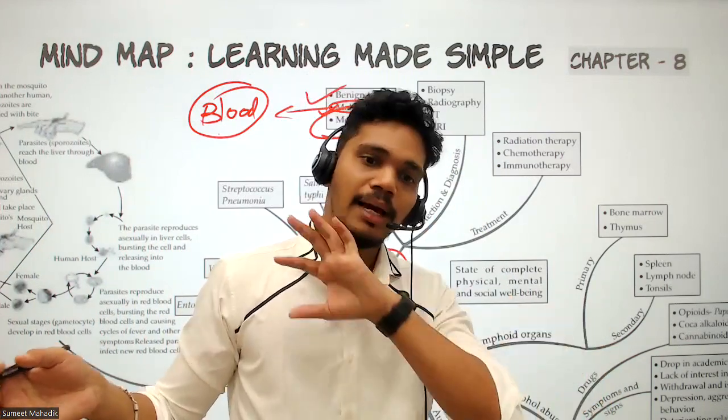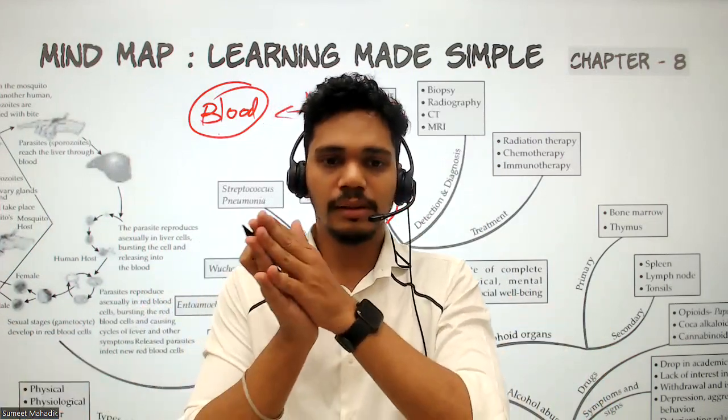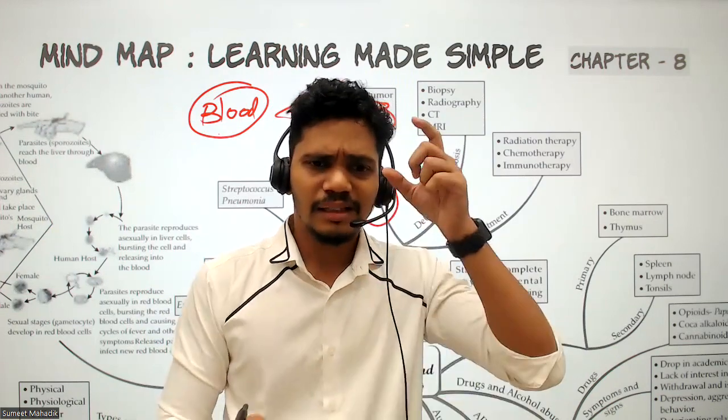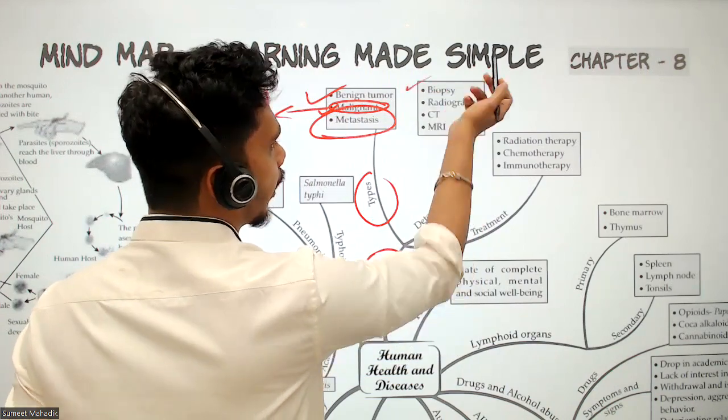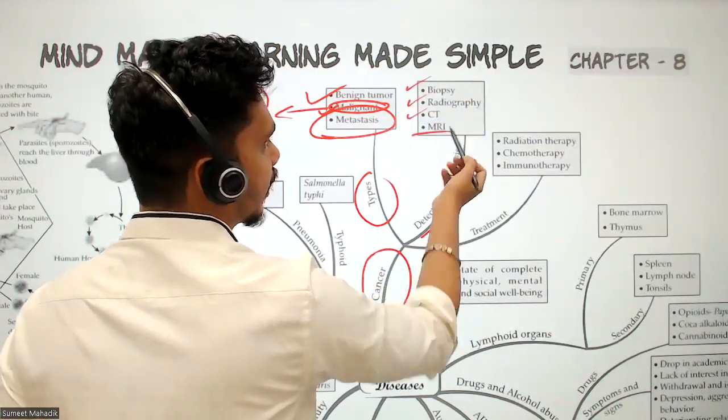Like normal cells, after maturation, there is reproduction and there is death. But cancer cells just trigger growth factors. Then detection and diagnosis can be done by biopsy, radiography, CT and MRI.